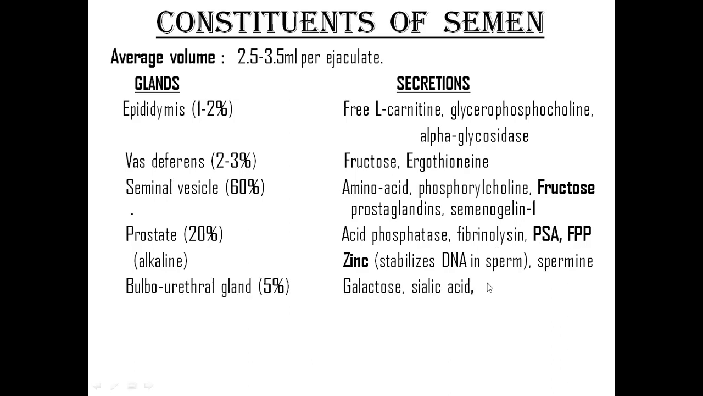Then lastly, there are bulbourethral glands or Cowper's glands, which contribute 5% to the seminal fluid. And here are galactose, sialic acid, and important is mucus, which helps in the lubrication. But the most important constituent of semen is secreted from testis, that is 100 to 200 million, average 100 million sperms per milliliter, per day ejaculation after a few days of abstinence. And this count is taken to be the normal semen count.